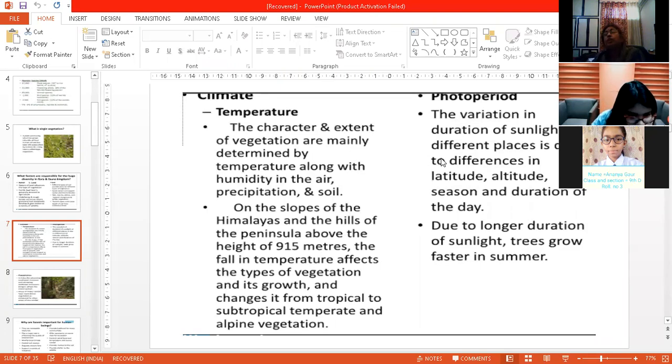Photoperiod is the duration of sunlight. The places which are located near the equator or on the equator, which have a longer duration of sunlight, it is here where trees will grow at a faster pace.